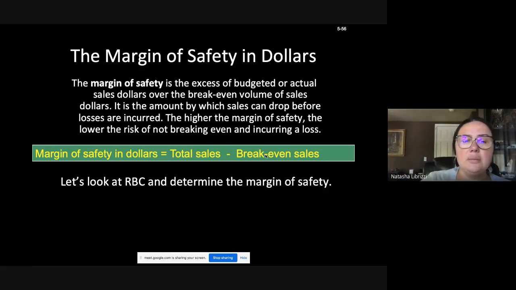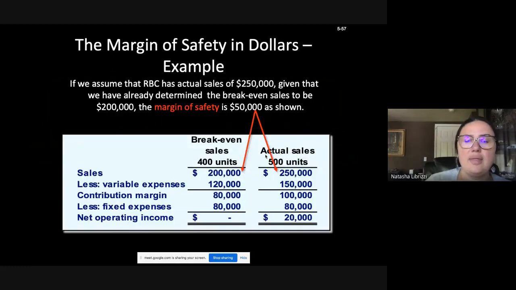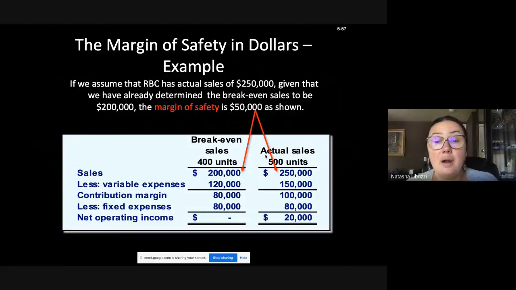So we're going to look at RBC and determine margin of safety for them. Because we started our problem with 500 units and we determined 400 units is our break-even point, their margin of safety is 100 units or additional $50,000 in sales. So it's another way of looking at it and saying, well, that's really their net income extra 20,000, but we're talking about margin of safety in sales figure.